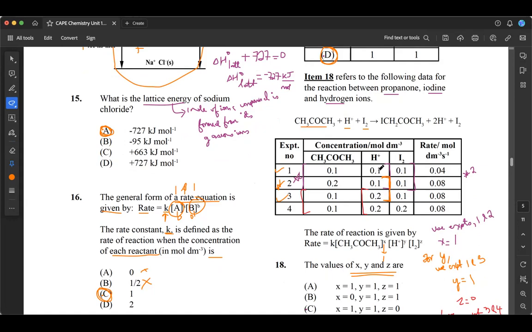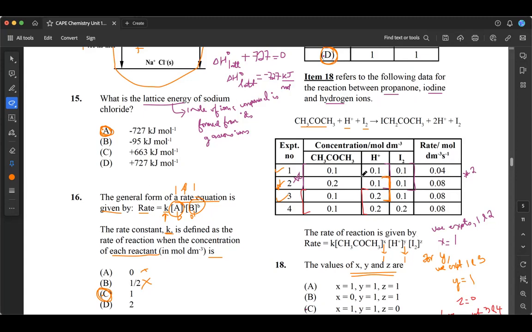So when I double my H plus concentration, when I go from experiment 1 to experiment 3, then I also see that there's a doubling of my rate. And so that means that it's first order with respect to H plus, okay? So that Y then would also be 1. Let's look at Z now for iodine, the order of the reaction with respect to iodine.